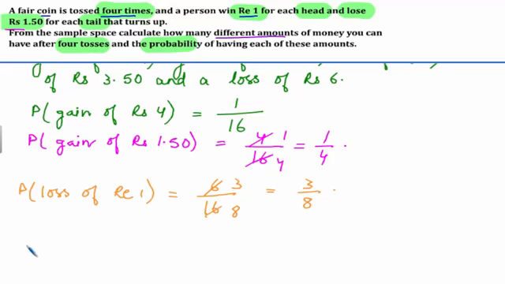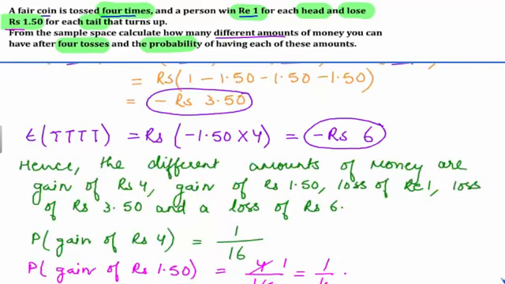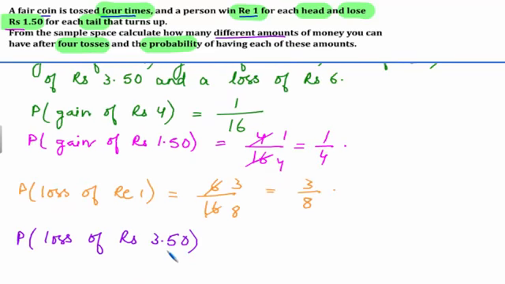Now let us find the probability for the event loss of rupees 3.50. And again, from our calculation we see that there are 4 outcomes for which the person suffers a loss of rupees 3.50. Therefore, the favorable outcomes are 4 and the total number of outcomes are 16. So this is equal to 1 upon 4.